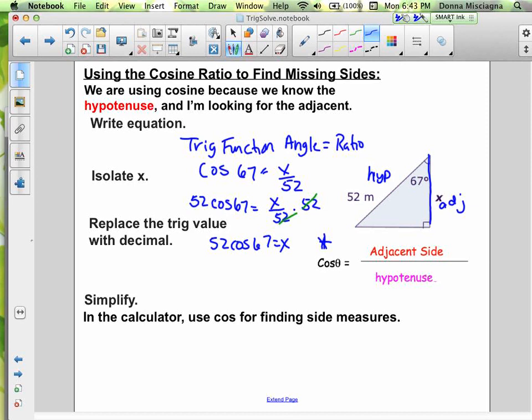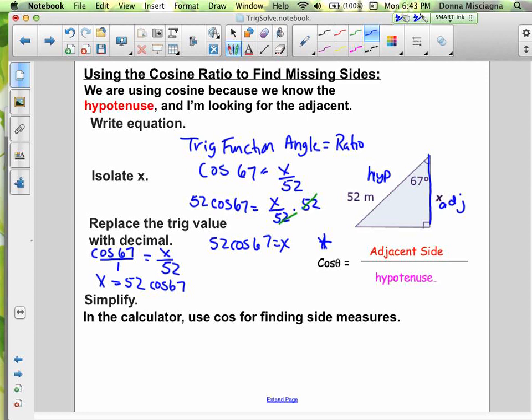By the way, another way you can think of the solving, if you like working with proportions, you could think of this as a proportion, and you'd cross multiply, and you'd have x equals 52 times cosine 67. So notice it's the exact same thing. Just wanted to bring that up to you.